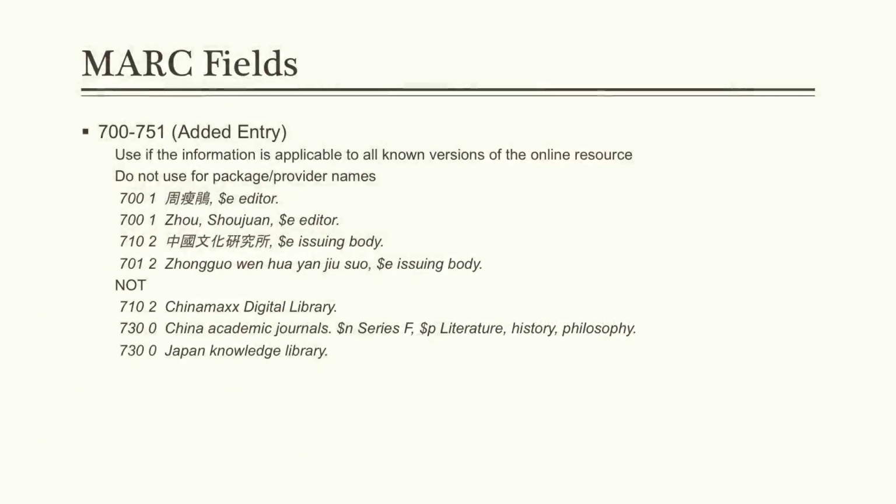Okay, let's talk a little bit about added entries. Again, just like with the series statement, use the information if it is applicable to all known versions of the online resource. Again, do not use for package or provider names. So if you have a journal editor, if you have an issuing body associated with a journal, that's great. But again, don't use a corporate body or personal name or any of the title kind of added entry for things like China Max Digital Library, or China Academic Journal Series F Literature, History, Philosophy, or Japan Knowledge Library, okay? Again, those are only specific to one provider.